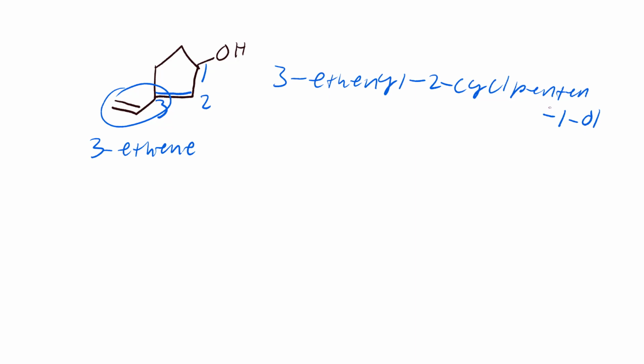Pentene means that there is a molecule with 5 carbons, but one of them is double bonded. That's where the ene comes from. There's an alcohol group as well, this ol, and it's going to be on the first carbon. The double bond ene is going to occur at the second carbon. And there is an ethenyl. That means that there's an ethane group attached to the third carbon, but that ethane group has a double bond. So it is 3-ethenyl, 2-cyclopentan-1-ol.